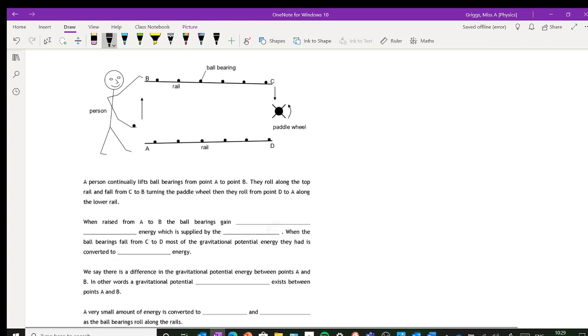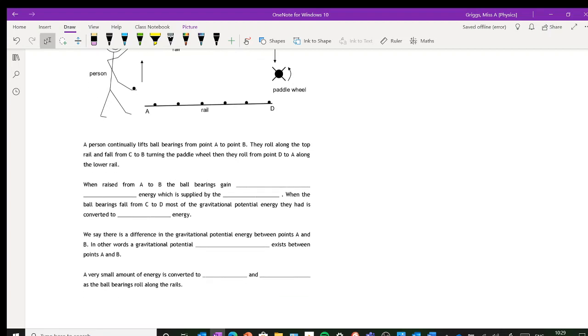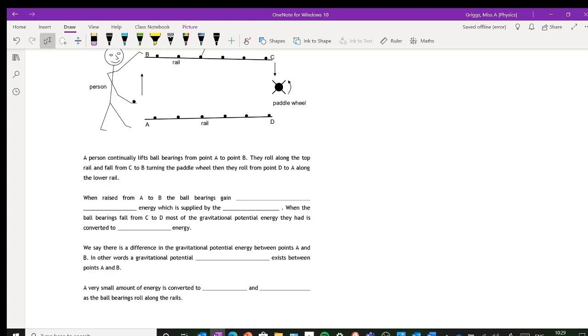Okay, so a person continually lifts ball bearings from point A to point B. They roll along the top rail, fall from C to D, turn the paddle wheel, and then they roll from D to A along the lower rail. So, thinking back to your first year energy, when raised from A to B, what energy do the ball bearings gain? Gravitational potential energy when they're lifted up, which is supplied by the person. So the person is giving them that gravitational potential energy by lifting them up.